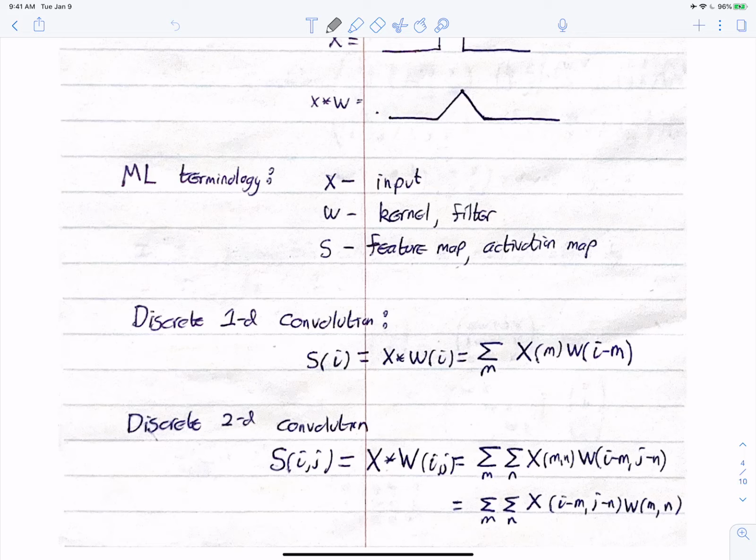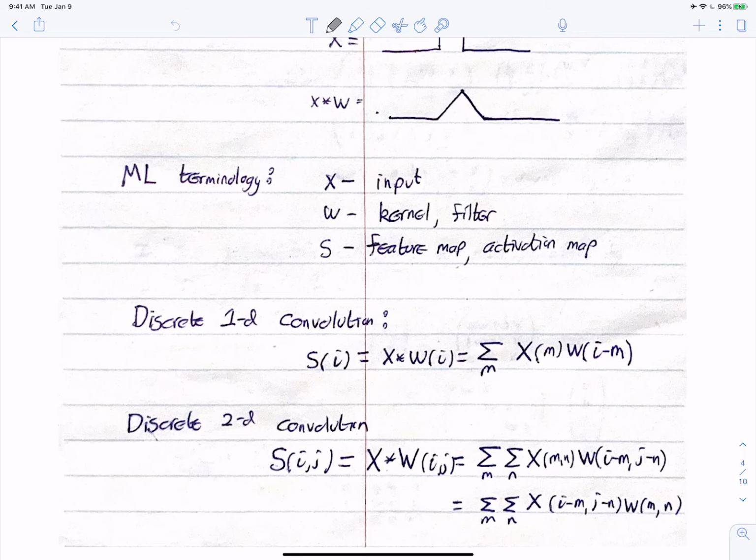Of course, images are discrete objects, and so we need to write down what a convolution is in a discrete sense. So the ith coefficient of s is x convolved with w evaluated at i, and this is now the sum over all positions m of x of m times w of i minus m. So this is just the straightforward altering of that integral into a summation.